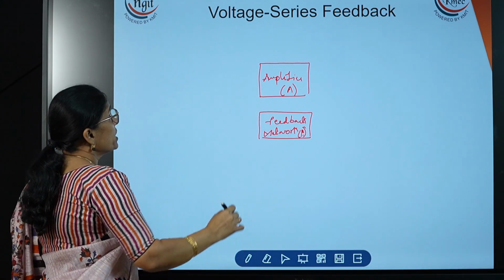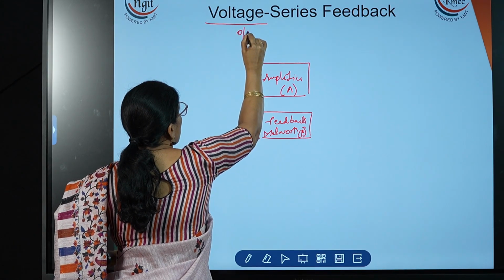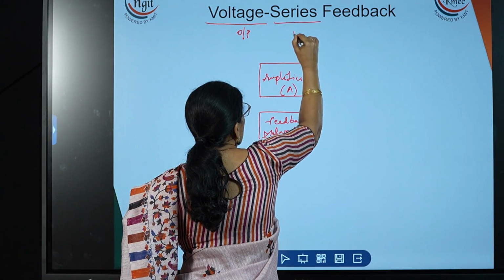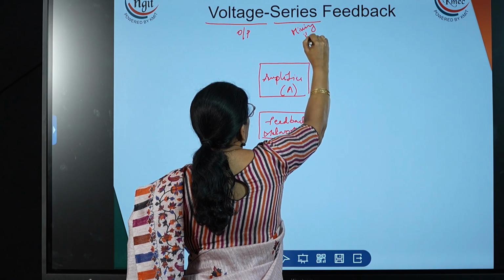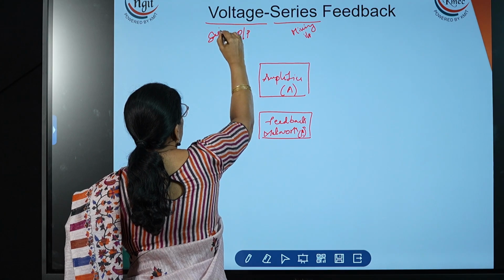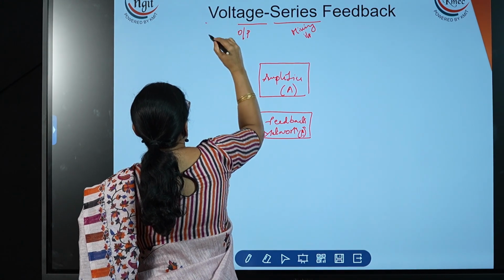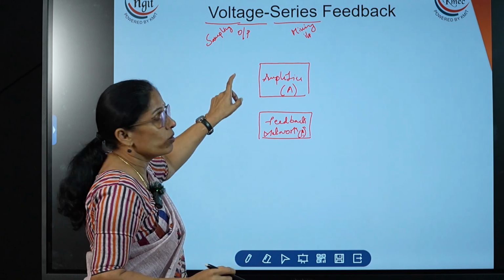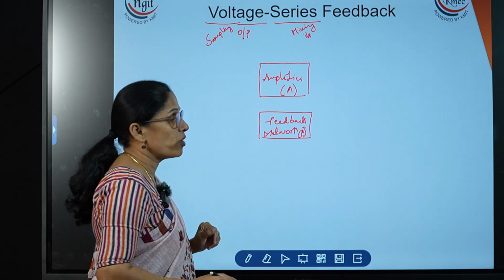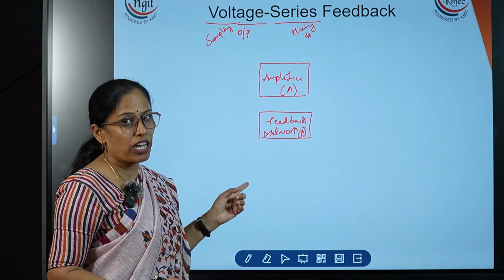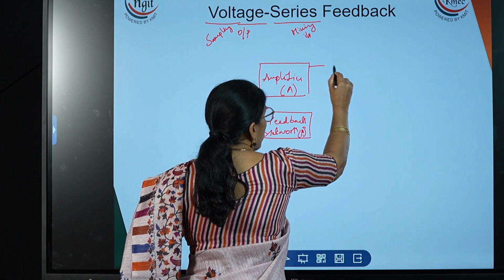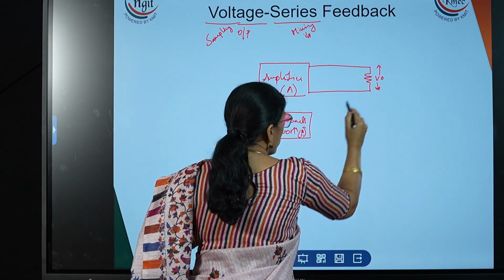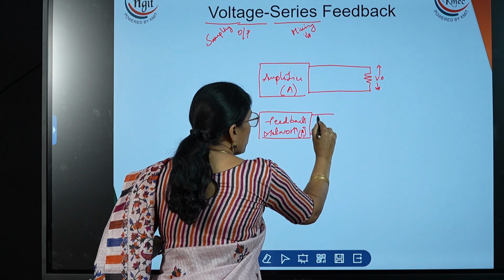Now, in this voltage series, voltage is the output sample. In this heading, the first term indicates the sampling and the second term indicates the mixing. Here it is mixing on the input side, and this is nothing but output sampling. On the output side, what do we need to take? Voltage as a sample. For voltage sample and current sample, I have explained how to make the connection in the block diagram. From the amplifier, this is the load, and here the V0 voltage is available.